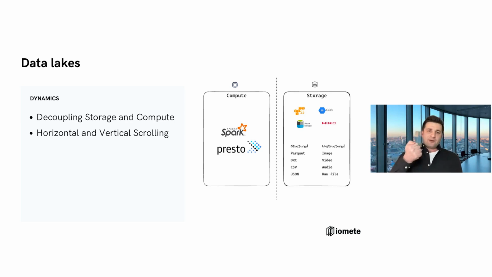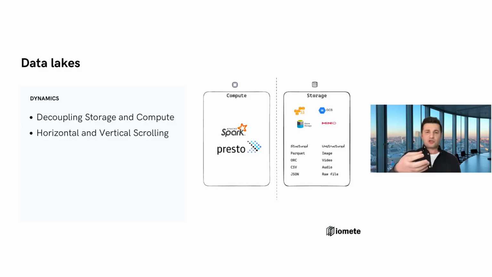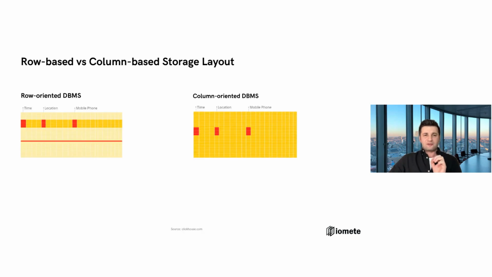So now we have decoupled storage and compute. We solved that part. Data lakes also inherited horizontal and vertical scaling from Hadoop. That's another benefit. But what is the progress with structured data processing? That's the question, how we can make it easy to work with structured data. Again, data lakes are improvements on top of Hadoop. That's why it's still good with unstructured data. So the question is around structured data.